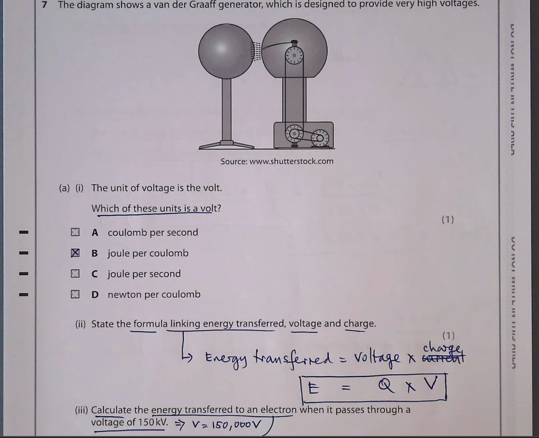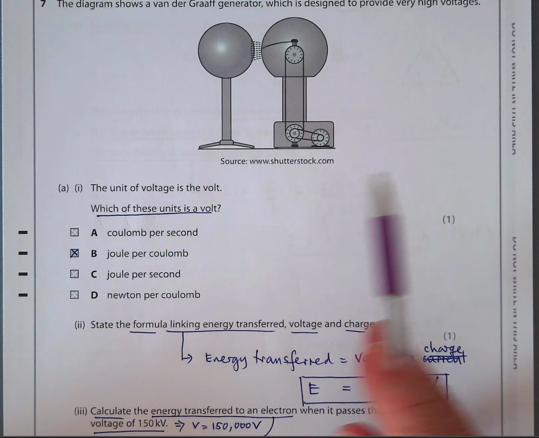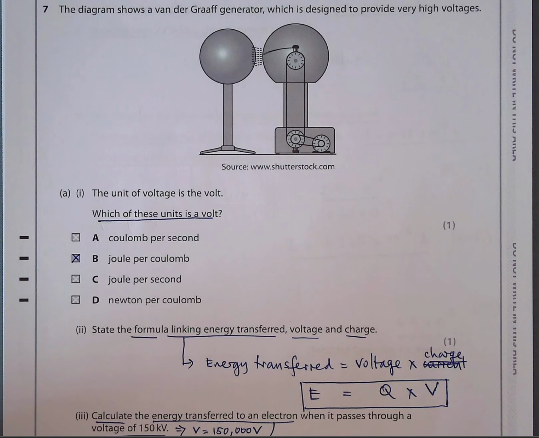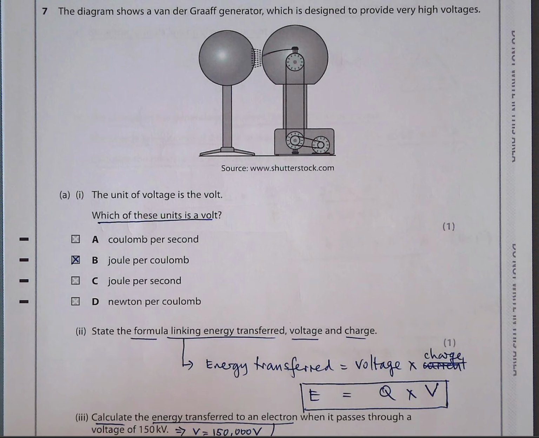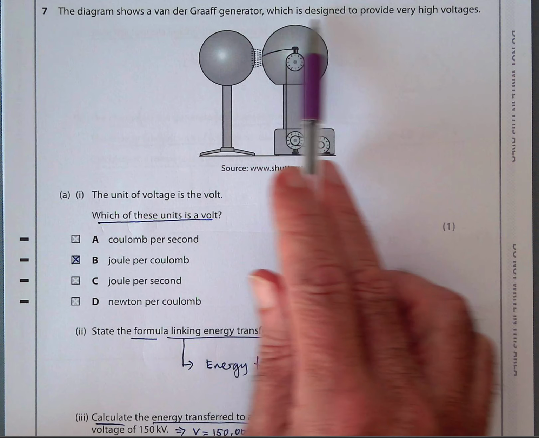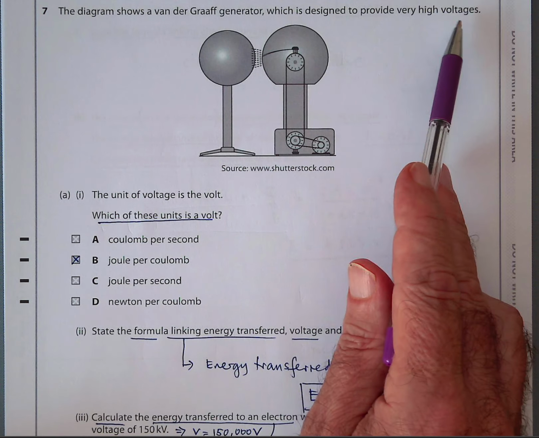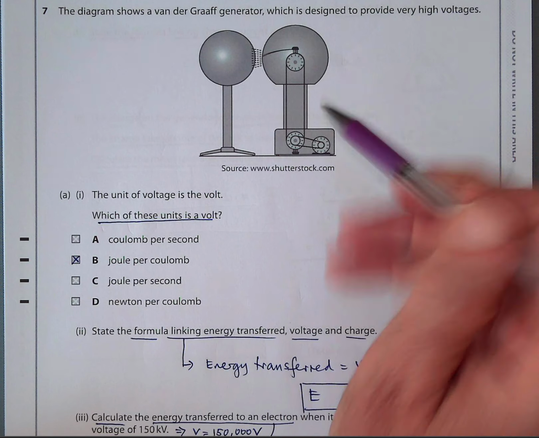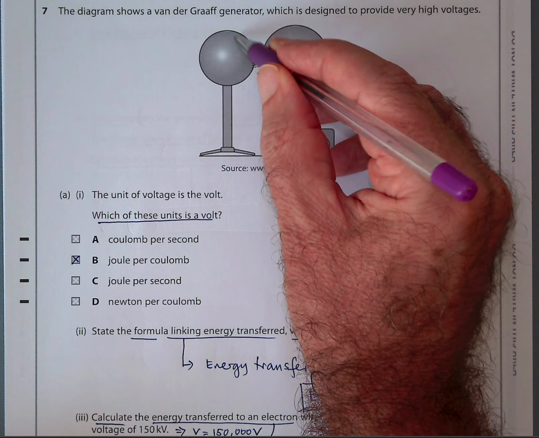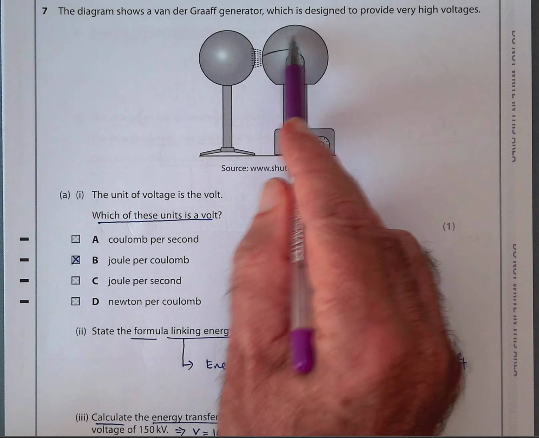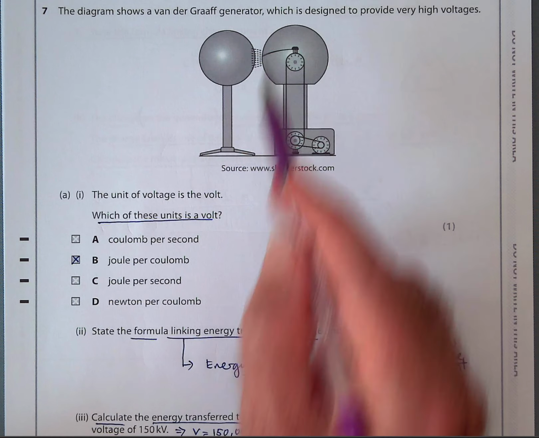Okay, the next question shows a Van de Graaff generator, which you don't have to do in the combined science course, double science, except you do need to know these questions. So the diagram shows a Van de Graaff generator, which is designed to provide high voltages. To produce high voltages, this one becomes positive, and this one will be neutral or negative. Relatively, this will be positive and this one will be negative compared to each other.